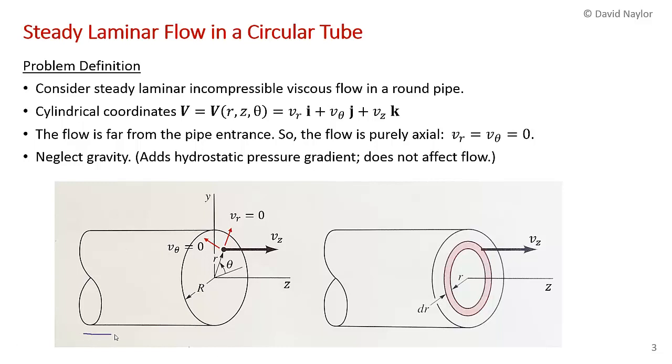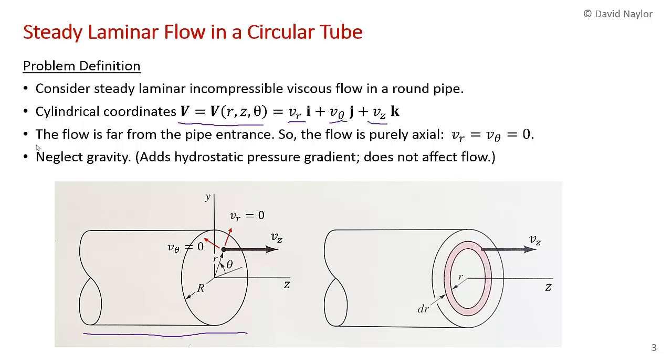So the problem we're considering is shown down here below. What we're considering is steady laminar flow in a circular tube. The problem definition is we're considering steady laminar incompressible viscous flow in a round pipe, and we're going to solve it in cylindrical coordinates. So our velocity vector v is a function of r, z, and theta, and so we have components vr, v theta, and vz.